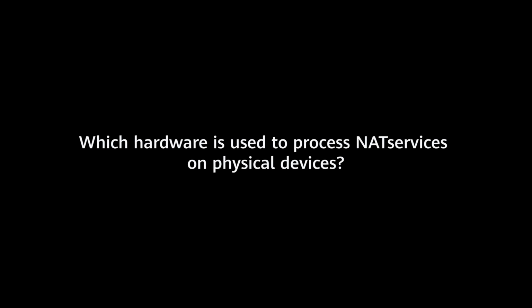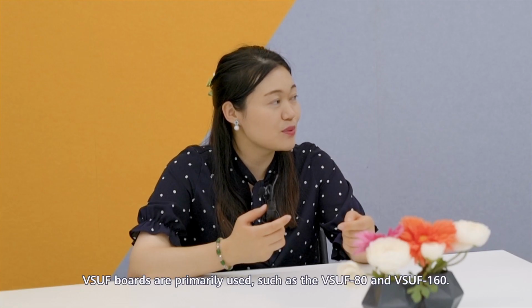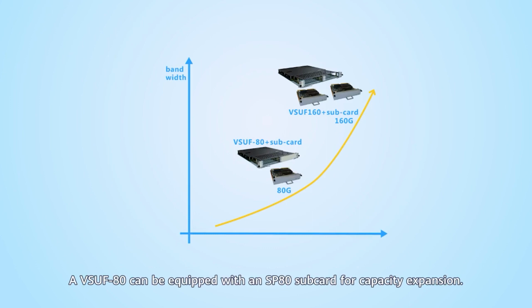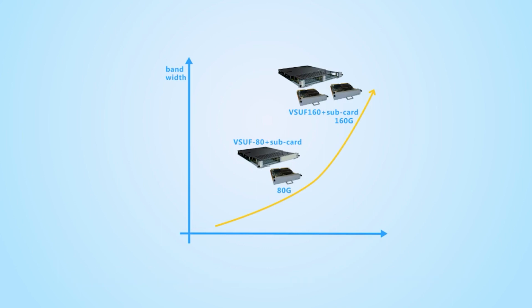Which hardware is used to process NAT services on physical devices? VSUF boards are primarily used, such as the VSUF80 and VSUF160. A VSUF80 can be equipped with an SP80 subcard for capacity expansion. A VSUF160 houses two SP160 subcards.